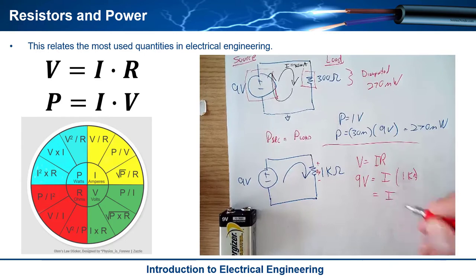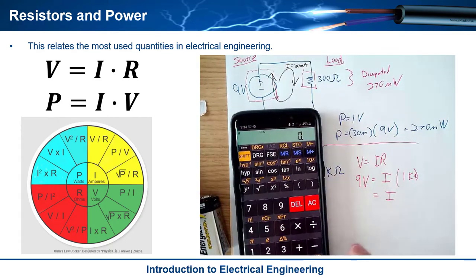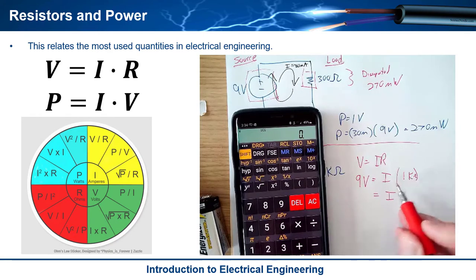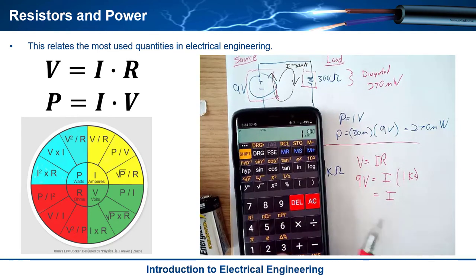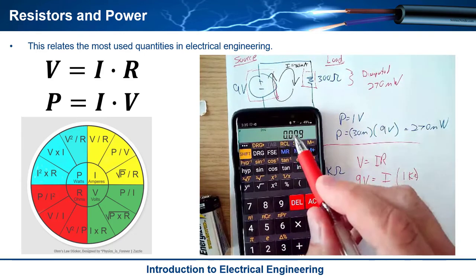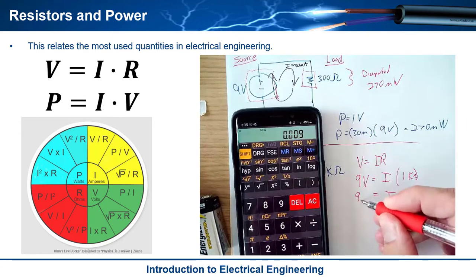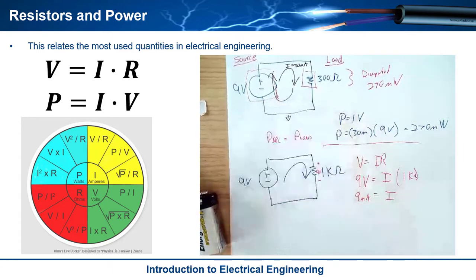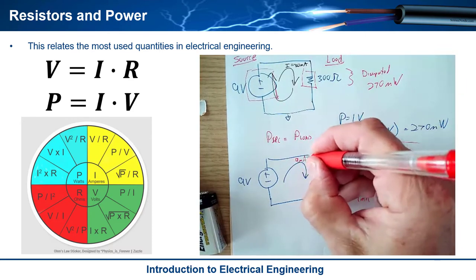And so what I can do is say I is equal to, dividing both sides by 1K, 9 divided by 10 to the 3. And I get myself 0.009, which is 9 milliamps. Okay, so life is good. So that means this current right here is 9 milliamps.